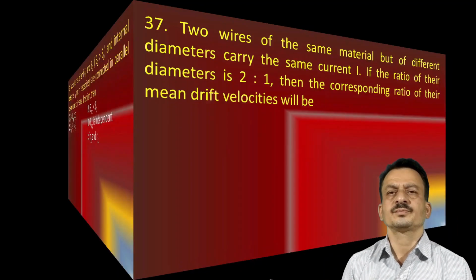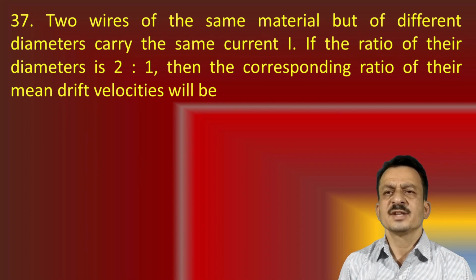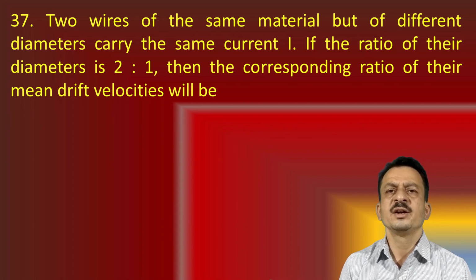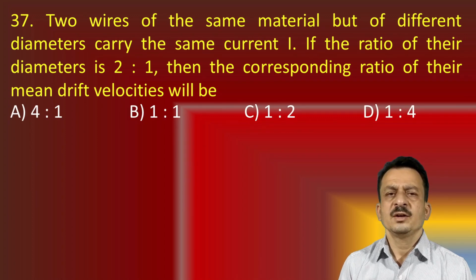Next problem. Two wires of the same material but of different diameters carry the same current I. If the ratio of the diameters is 2:1, then the corresponding ratio of their drift velocities is, okay, A 4:1, B 1:1, C 1:2, D 1:4.